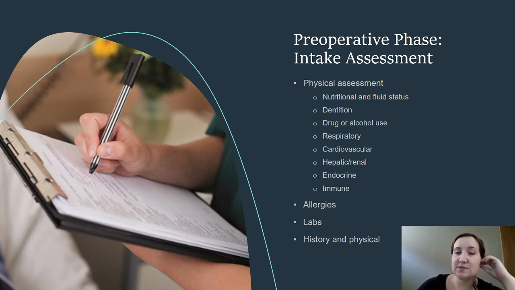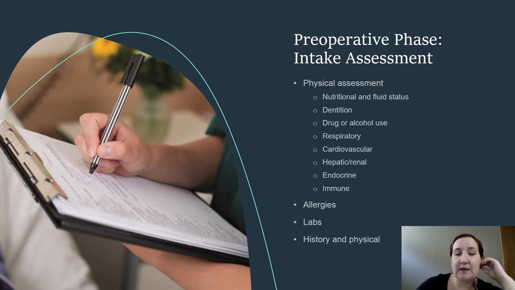Also going to assess respiratory status, cardiovascular, hepatic and renal, endocrine, and immune systems. We're going to ensure that our allergy list is up to date, which includes information on latex allergies. Certain foods like kiwi, if our patient has an allergy to that, can be an early indicator of a building latex allergy. So we want to ask these questions.